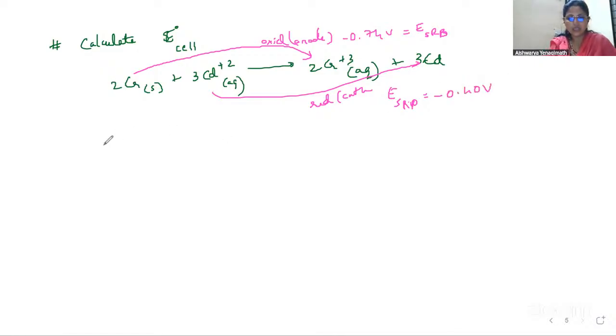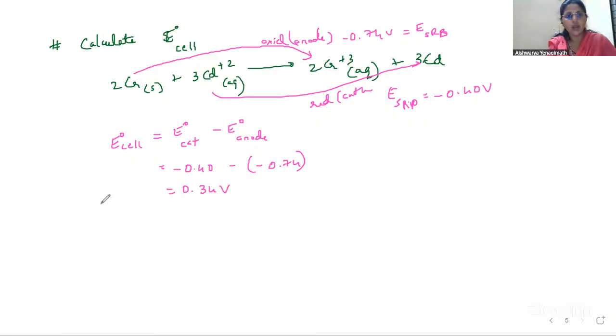Okay, so let us see. E naught cell is what? E naught cathode minus E naught anode. Standard reduction potential of the cathode is minus 0.40 minus 0.74. Solve it out, you get 0.34. So this is my E naught cell. Now the problem continues.